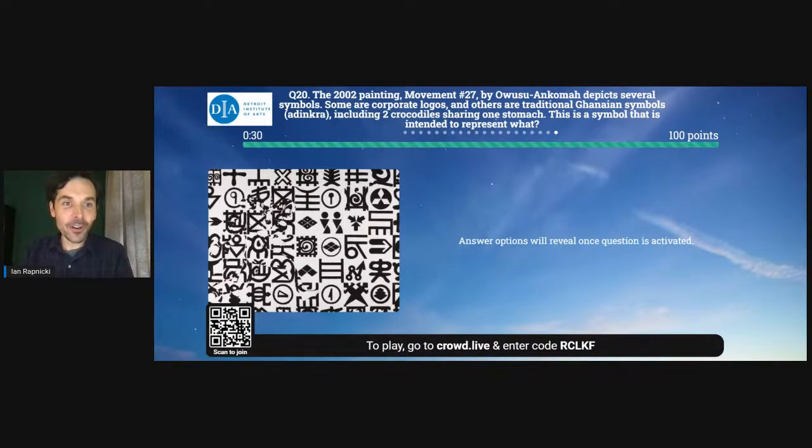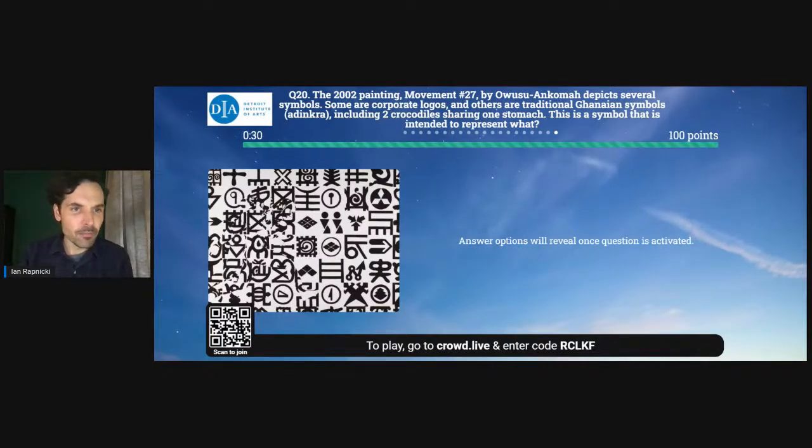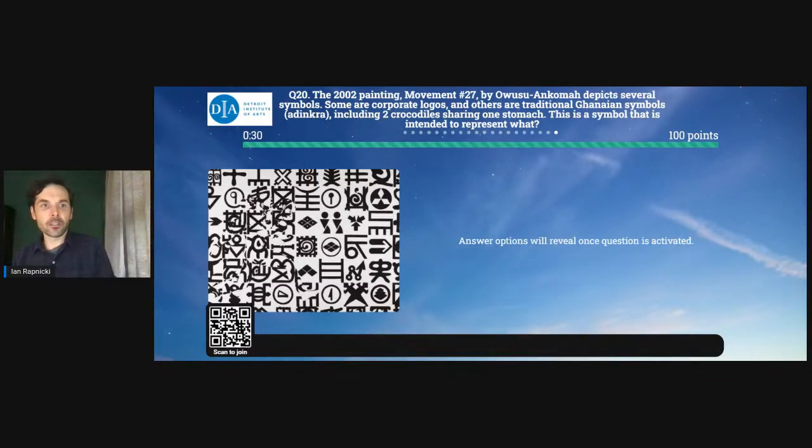Some are corporate logos, and others are traditional Ghanaian symbols called the Adinkra, including two crocodiles sharing one stomach. If you look real close in the bottom right-hand corner, you'll see an image of an Adinkra symbol of two crocodiles sharing one stomach.